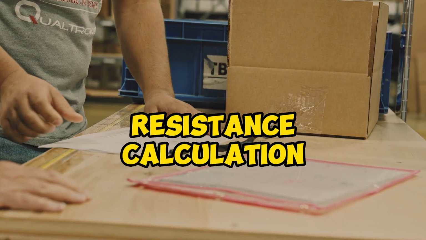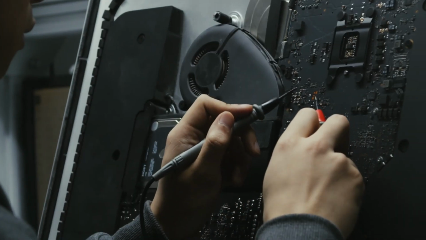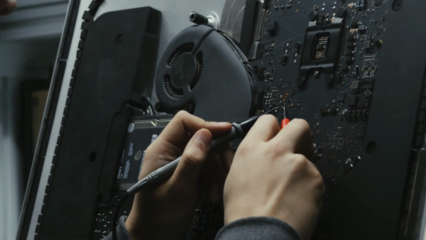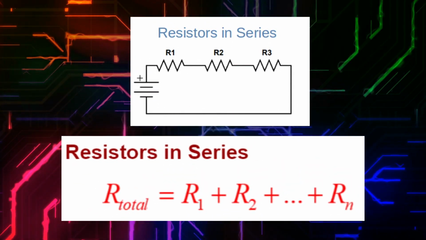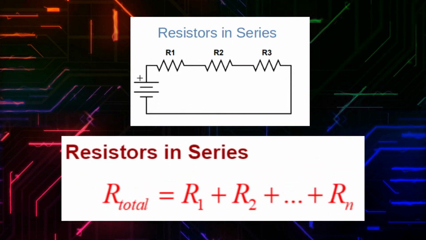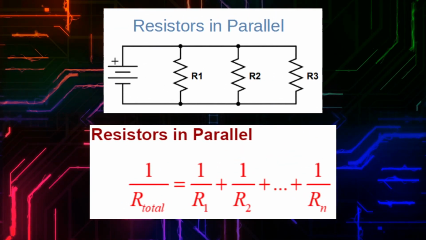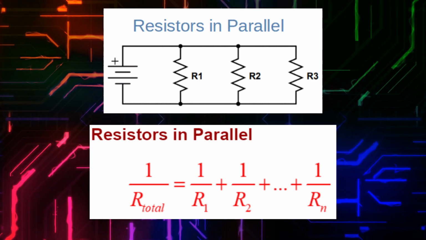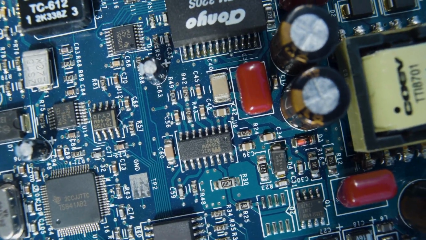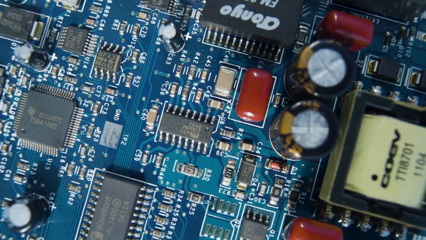Next up, let's explore series and parallel resistance calculations. When dealing with resistors in series or parallel, it's important to know how to calculate the total resistance. For resistors in series, you simply add up the individual resistances. In parallel, the formula is a bit more complex, but it allows you to find the equivalent resistance of the circuit. This understanding is invaluable when designing circuits or troubleshooting electrical problems.